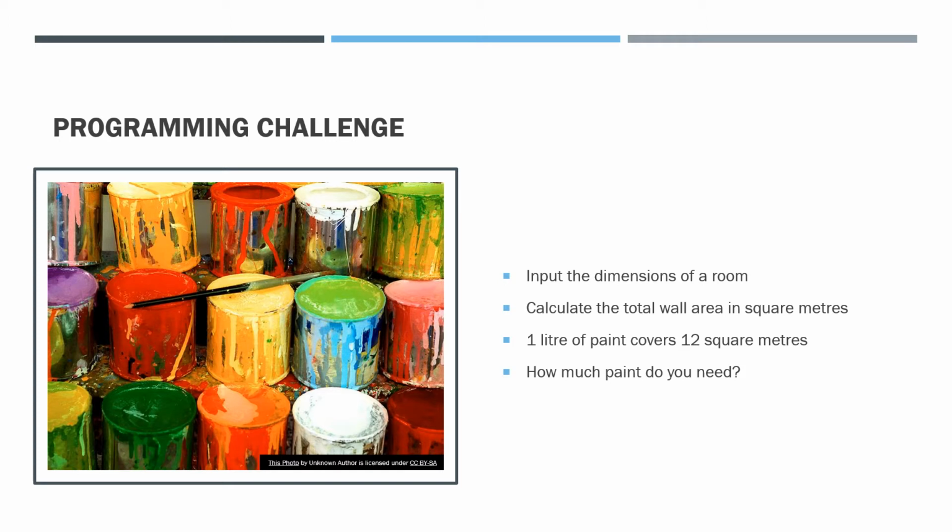So this is the programming challenge that we're going to look at. We're going to create a program that lets the user input the dimensions of a room. That will be the height, width and length of the room. We're going to calculate the total wall area in square meters, and if we take it for granted that 1 litre of paint covers 12 square meters, we'll just assume that for now, and then we'll work out how many litres of paint we need to buy to paint the room.